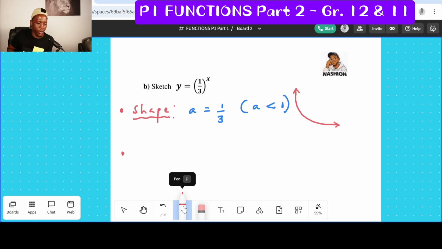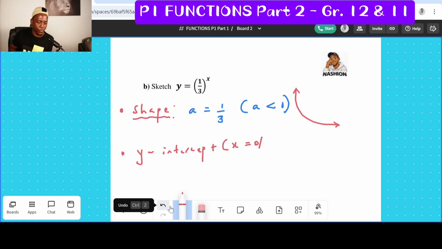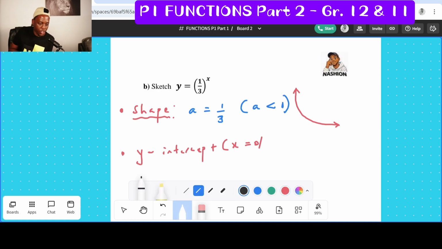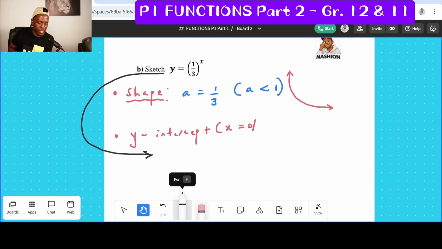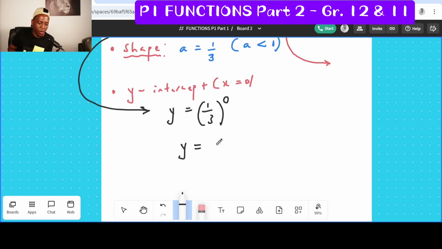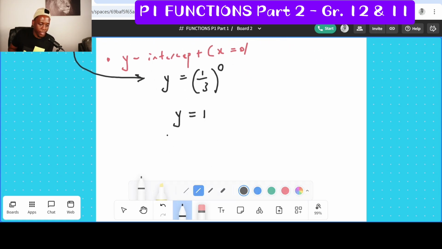We already know we're not going to have any x-intercept. We just go straight to the y-intercept, where we let x equal to 0. We take our original equation. There it is: y is 1 over 3, all to the power x. So in the place of x, we put 0. Anything to the power of 0 will always be what? 1. Therefore, the y-intercept is 0, 1.